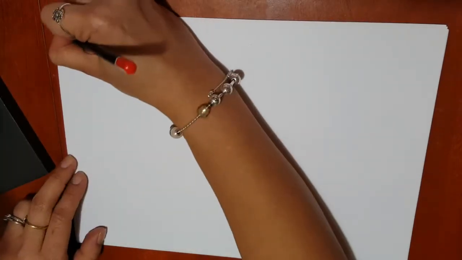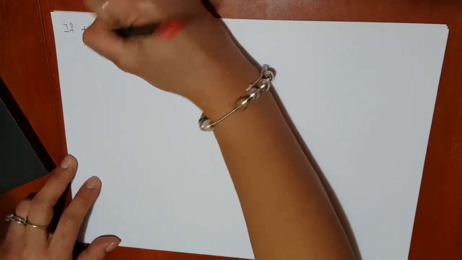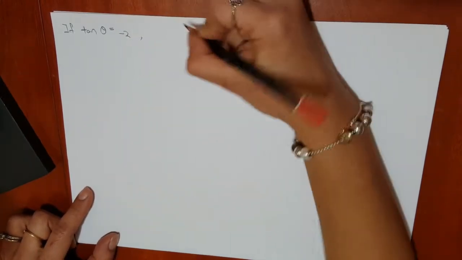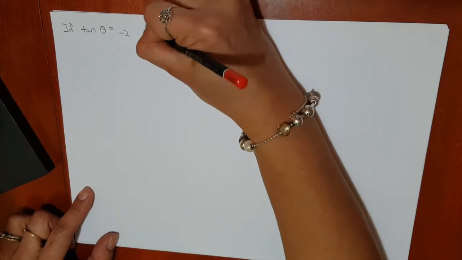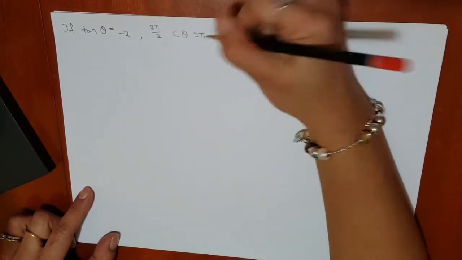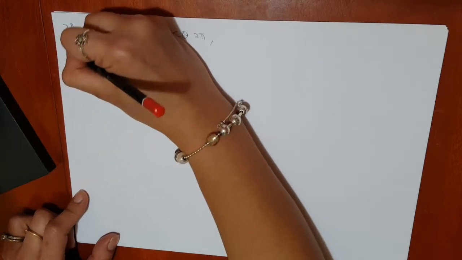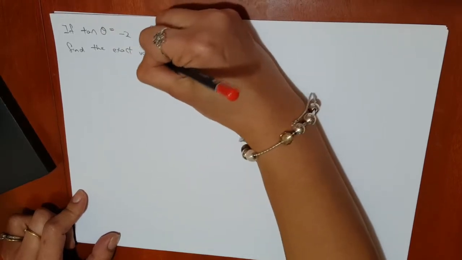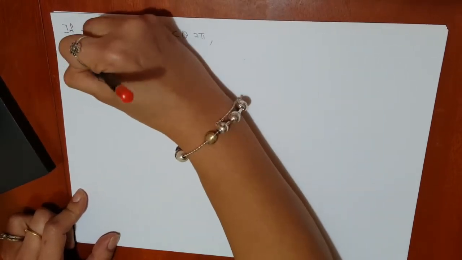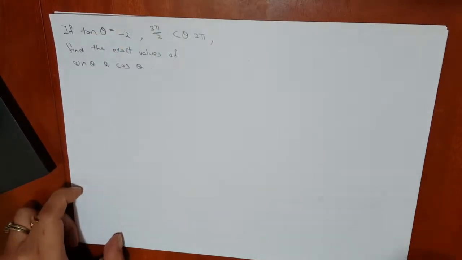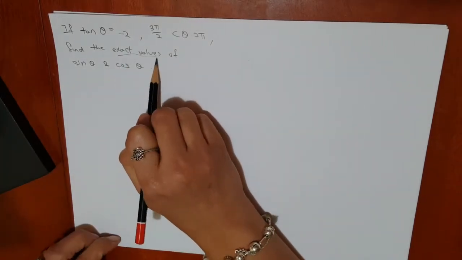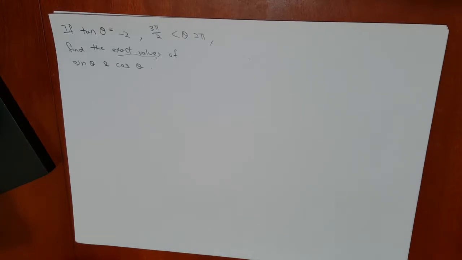So let's say we have a different question now. If tangent theta is given instead of sine or cos, let's say tangent theta is negative 2, and theta lies in between 3 pi over 2 and 2 pi, we need to find the exact value of sine theta and cos theta. We have learned what exact value means. It means that we have to leave it in surd form and not round it off.